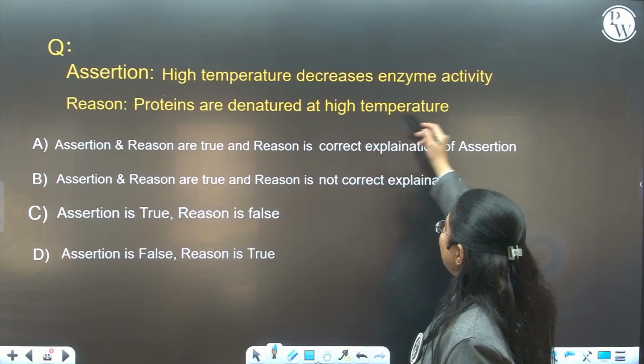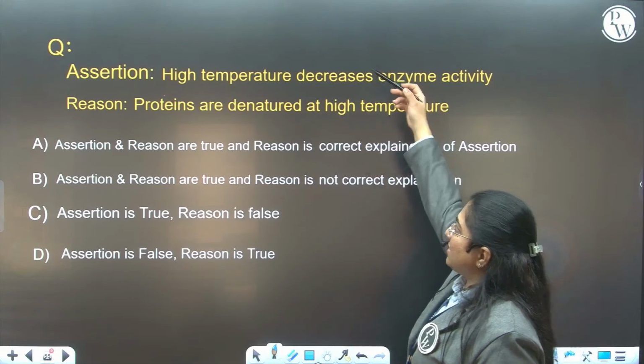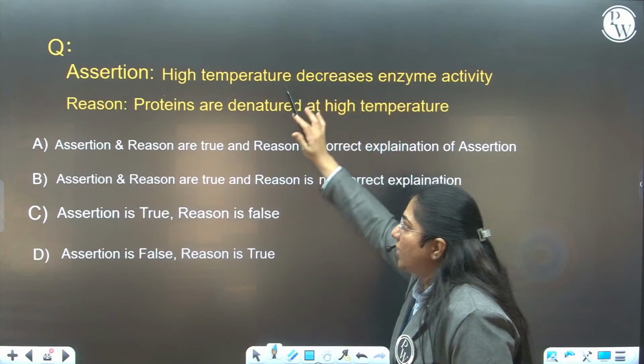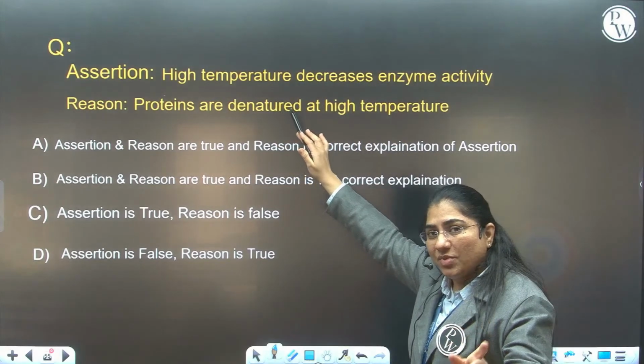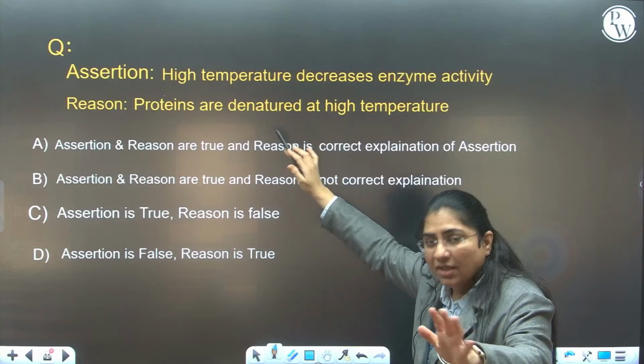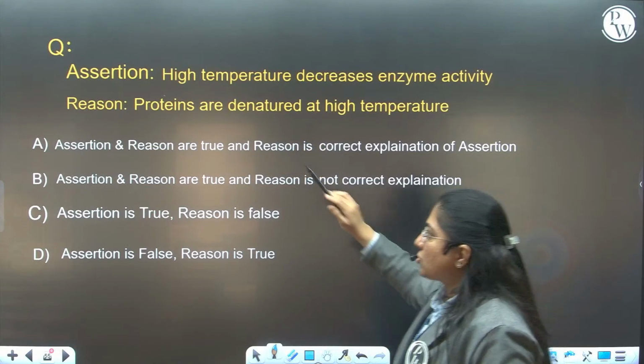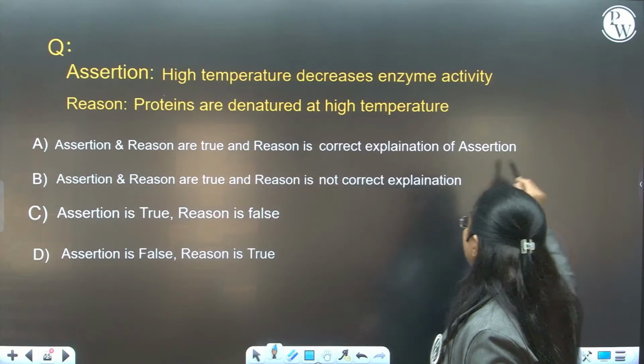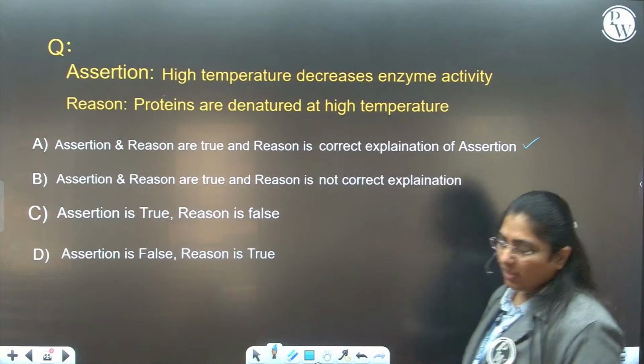Why? Because they are denatured at high temperature. This is an NCERT statement with the word because. So if there is, as I told you, because, hence, thus, as, or since, it is a correct explanation. So assertion is true, reason is true, and reason is the correct explanation for the assertion.